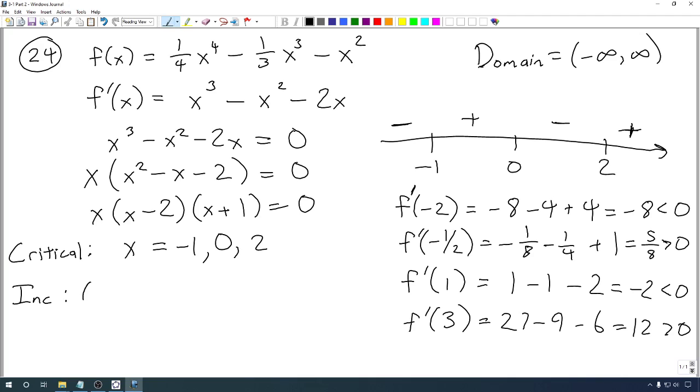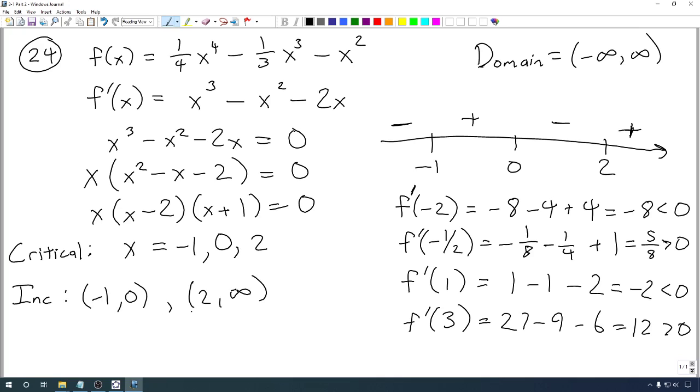So it's increasing from negative infinity to negative 1. Sorry. I want to start with the increase. Increasing is negative 1 to 0 and 2 to infinity. Those are the intervals where it's increasing.